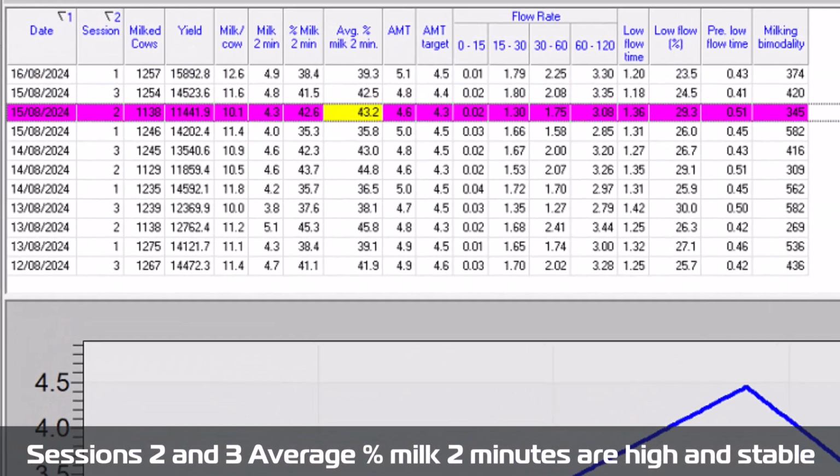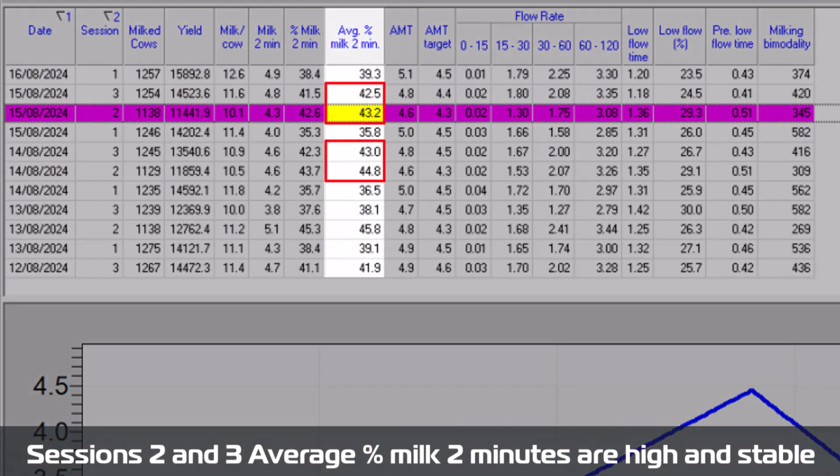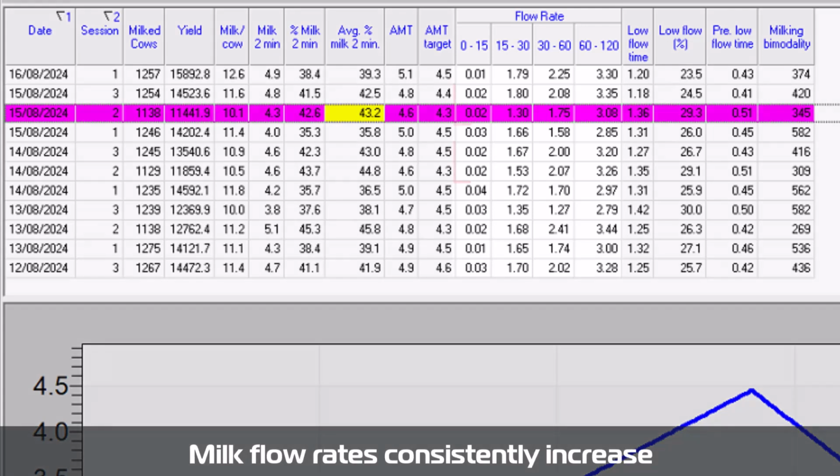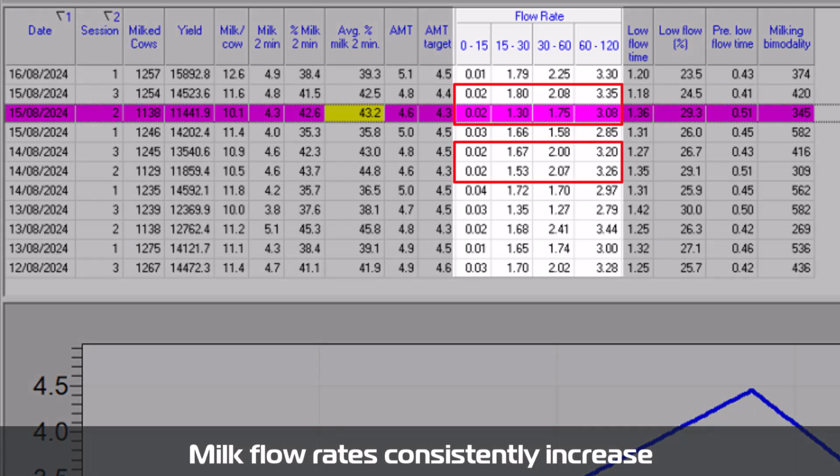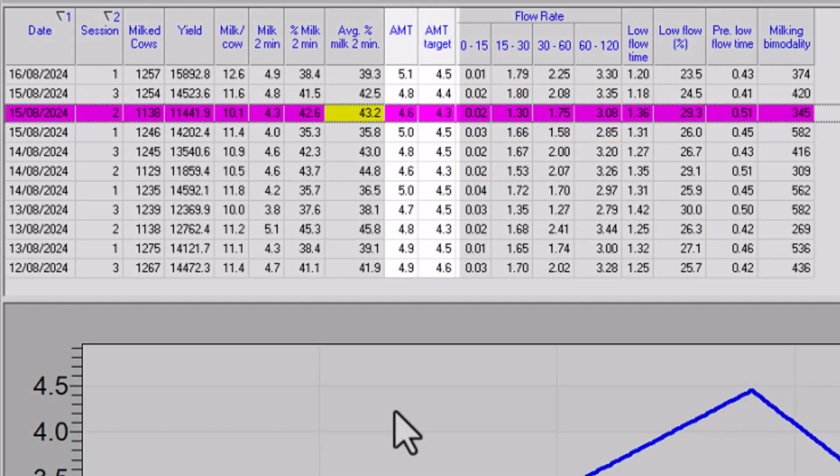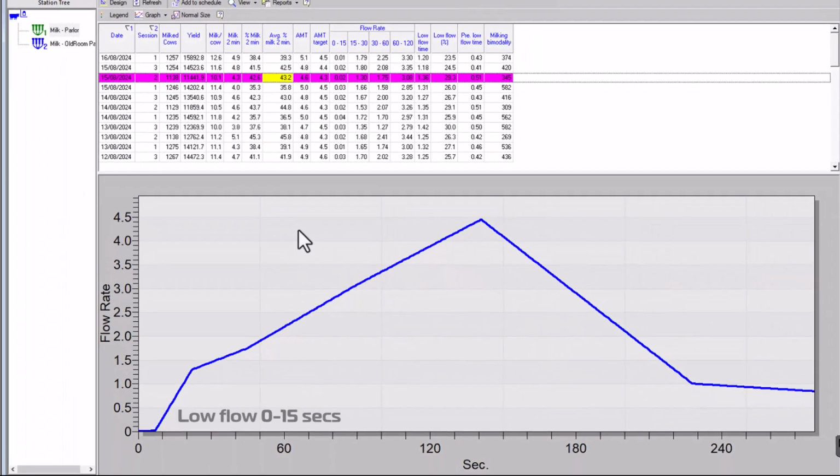Right away, we can see that sessions 2 and 3 display stable and healthy average milk harvests in the first 2 minutes. We can also see that their flow rates consistently increase. In general, the actual milking time for all sessions exceeds the targets for this farm. This is confirmed in the graph below.